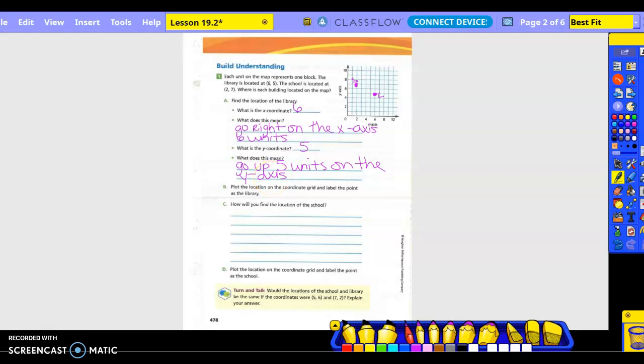Plot the location and label a point. We already did that, right? Okay. How will you find the location of the school? So we did what? We went right 2 units on the x-axis and 7 units up on the y-axis. And then it says plot the location on the coordinate grid and label the point as the school. So we did that, right?